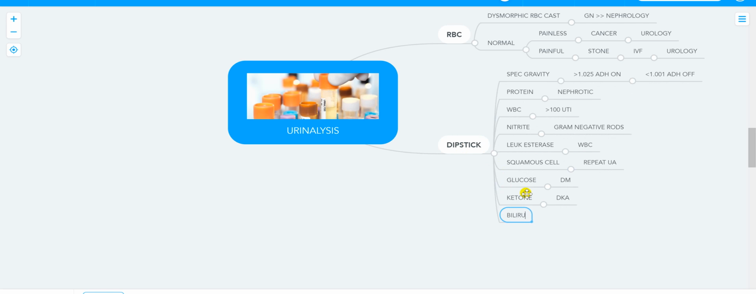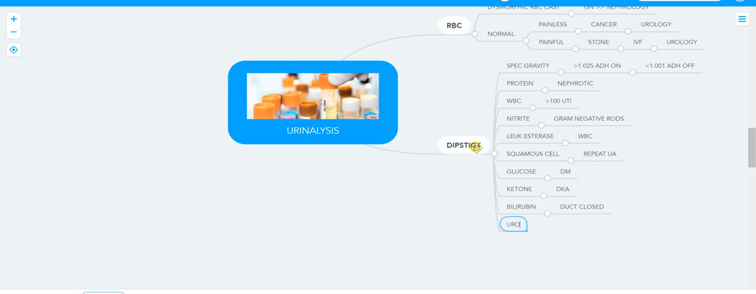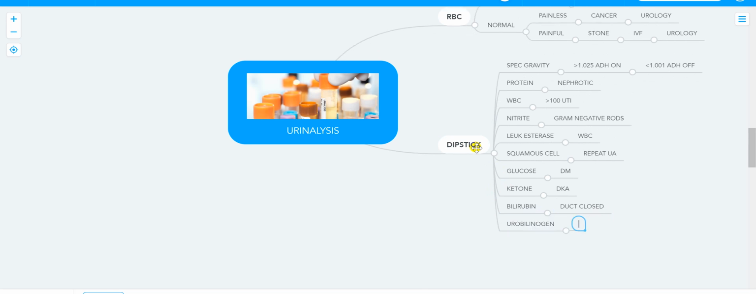It could be bilirubin, the duct closed. If it's urobilinogen, duct open. Urobilinogen means that bilirubin went through the gallbladder smoothly and went to the gut, converted to urobilinogen, and then the duct is fine. If it's bilirubin, the bile duct went back to the blood and then went to the kidney. So it's like that. It's an interesting thing to have.